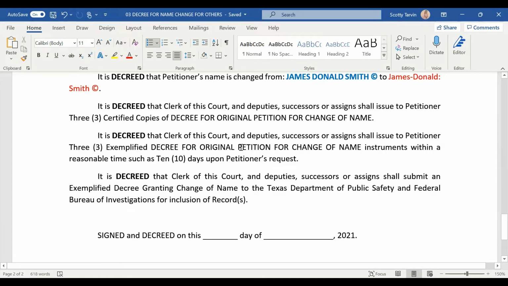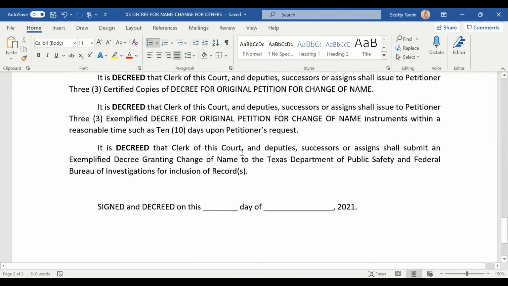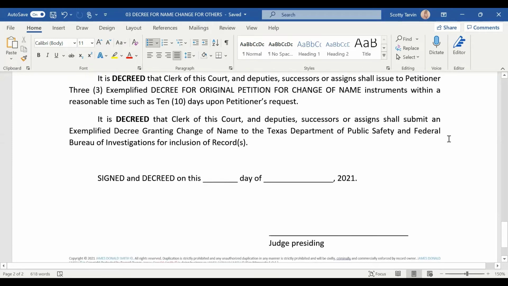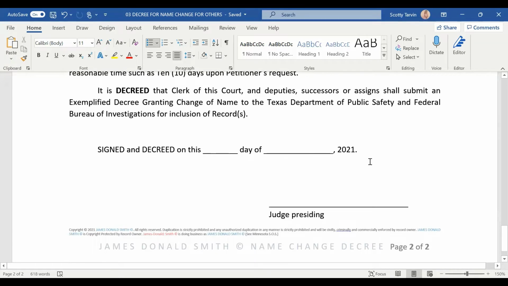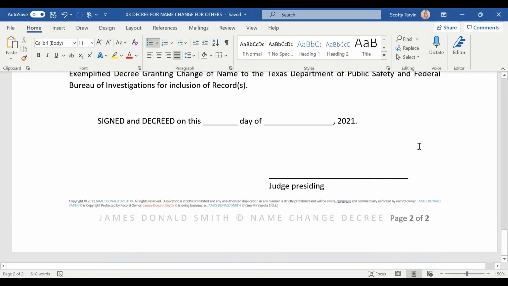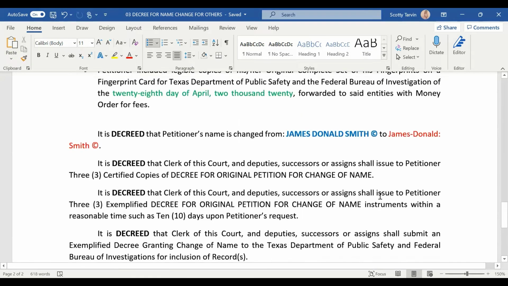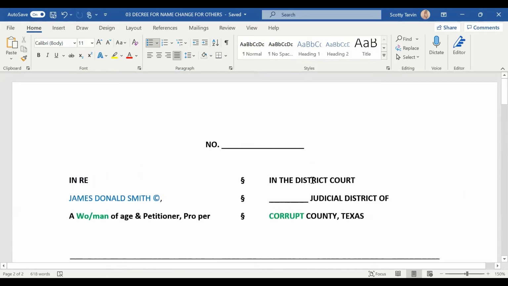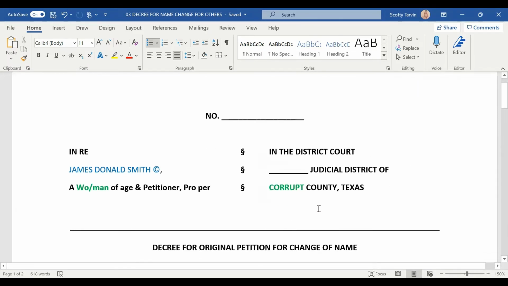3 exemplified copies. It's decreed that the clerk of this court and deputy successor assigned shall submit an exemplified decree granting change of name to Texas Department of Public Safety and Federal Bureau of Investigations for inclusion of records. Signed a decree on this date, judge presiding. That's a wrap. 2 pages. And when you get it back, it'll have a cover page, the exemplified signature sheet, and then the back page will be the clerk's record.